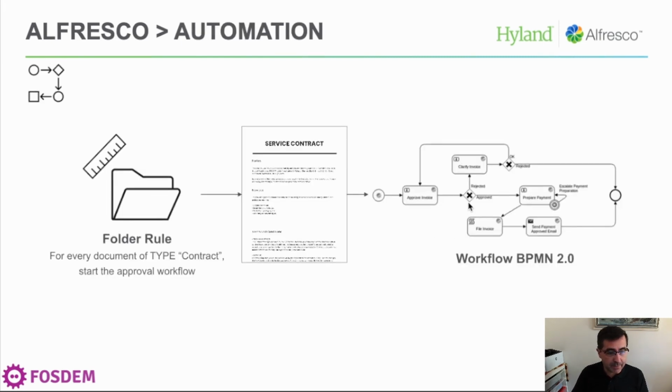If we move to the automation, we have, for instance, folder rules that are able to classify the document according to different criteria. For instance, for every document of type contract, you have to start the approval workflow. The approval workflow is also provided by the Alfresco repository, and it relies on the Activiti engine, which is a BPMN engine. So we can define a workflow for the document, with different steps prepared for user interaction or for automation, some processes and connections with external services and so on.